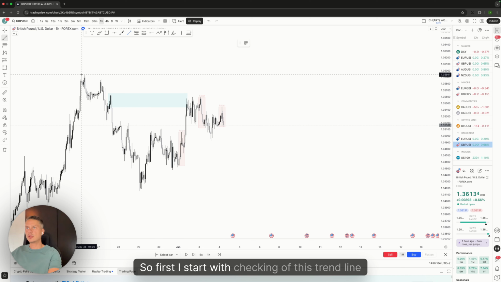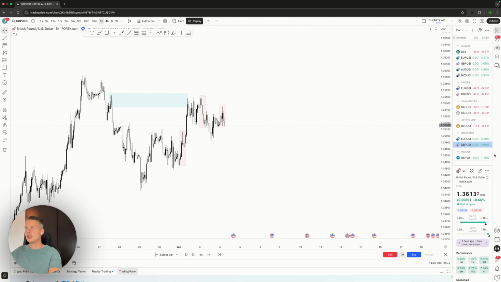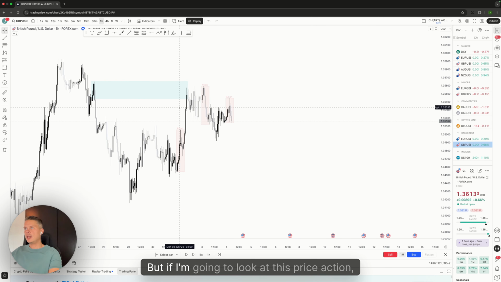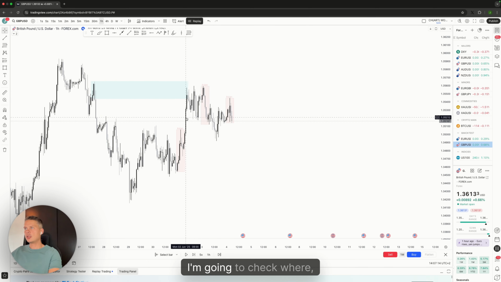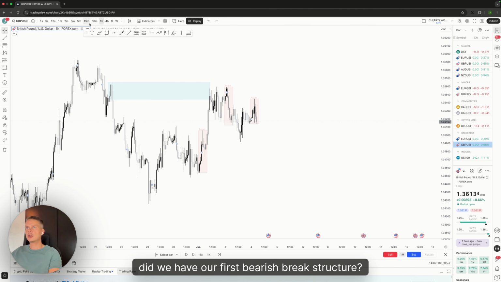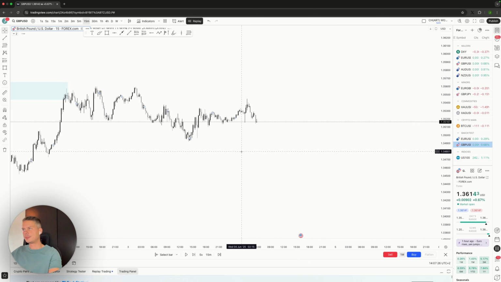So first I start by checking if this trend line is swept. This trend line is swept, so it's not an issue anymore for us to look at. But if I'm going to look at this price action, I'm going to check where we had our first bearish break of structure. In this case, I go to the 15 minutes, I drop down a time frame, because then we can see the ranges a bit more clearly.